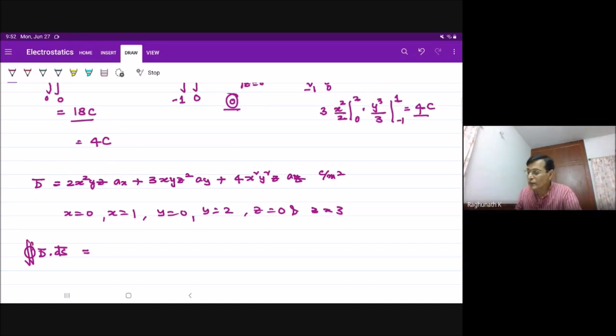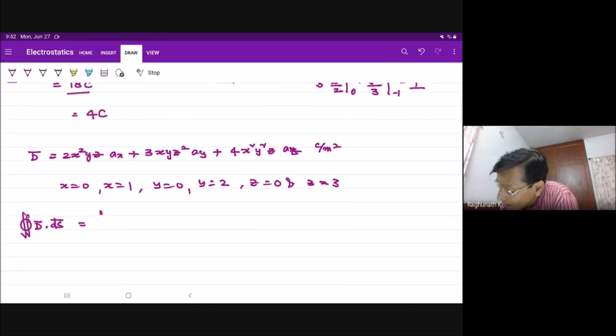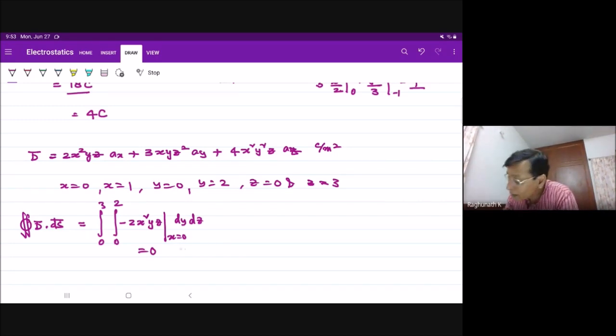First integral, x is equal to 0. What is it? Integral z is equal to 0 to 3, integral y is equal to 0 to 2, minus of 2x squared yz, because it is the left face, at x is equal to 0, dy dz. This is 0 straight away, because when x is equal to 0 is substituted in this expression, it is 0. Everywhere this happens actually for y and z also.